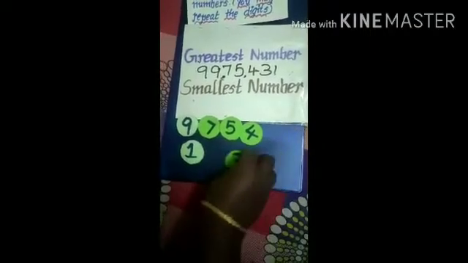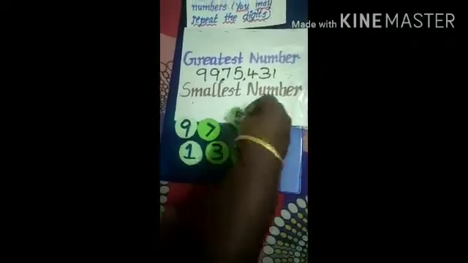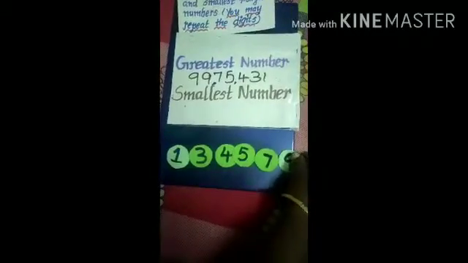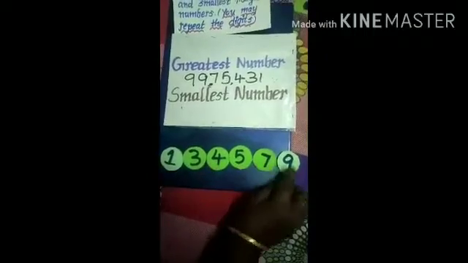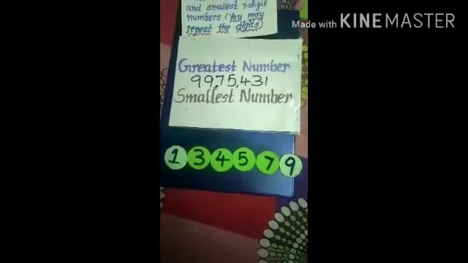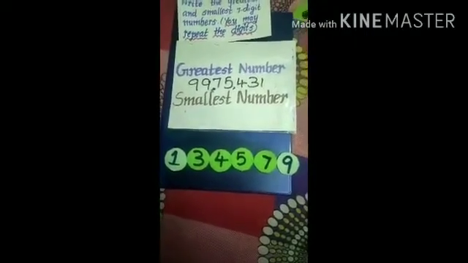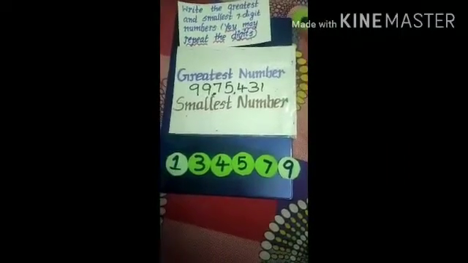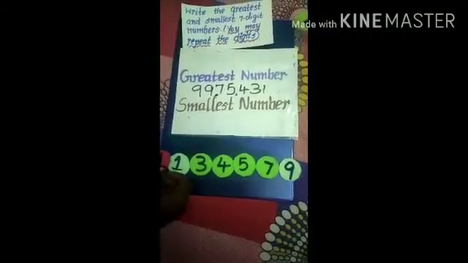1, 3, 4, 5, 7 and 9. So again I got a 6-digit number only, but I want a 7-digit number. So which number do I have to repeat? Since we are going to form the smallest number, you have to repeat the number 1. Got it?